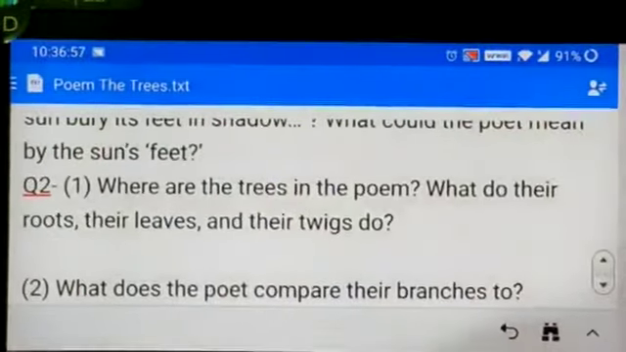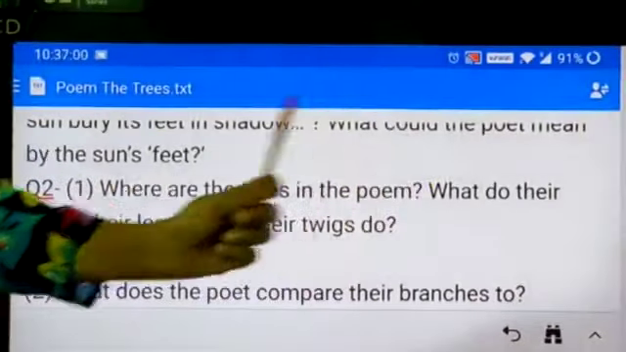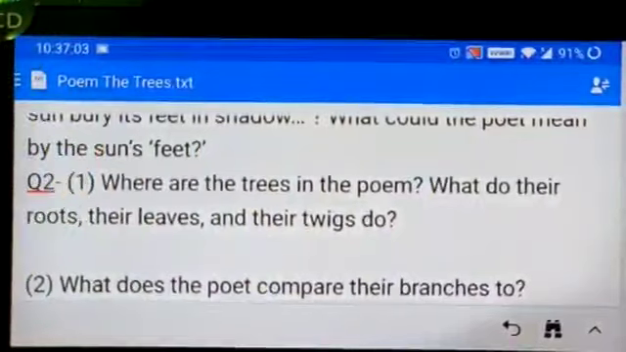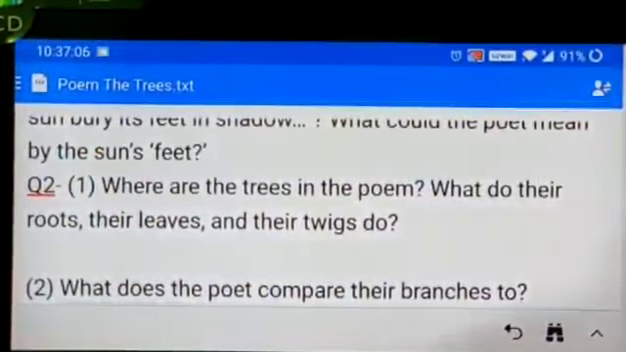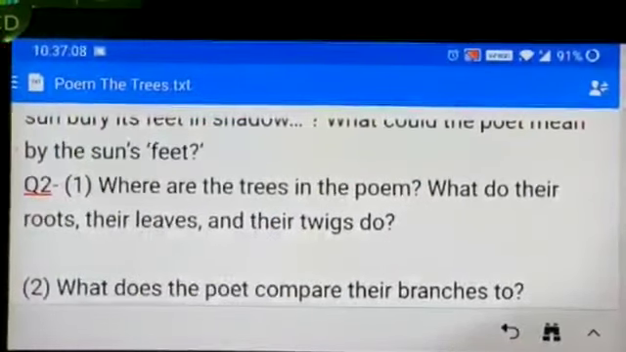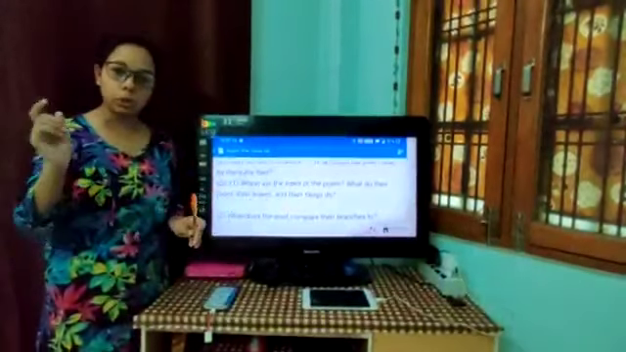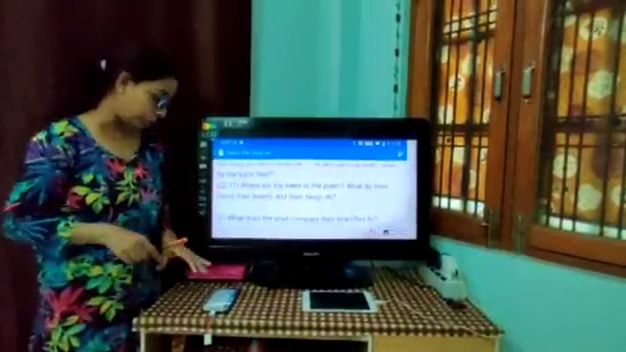Then, where are the trees in the poem? What do their roots, their leaves and the twigs do? Where are they? They are confined in a glass house. They are struggling hard to move towards the forest. And what do their roots, leaves and twigs do? You have to find it out on your own from the poem.